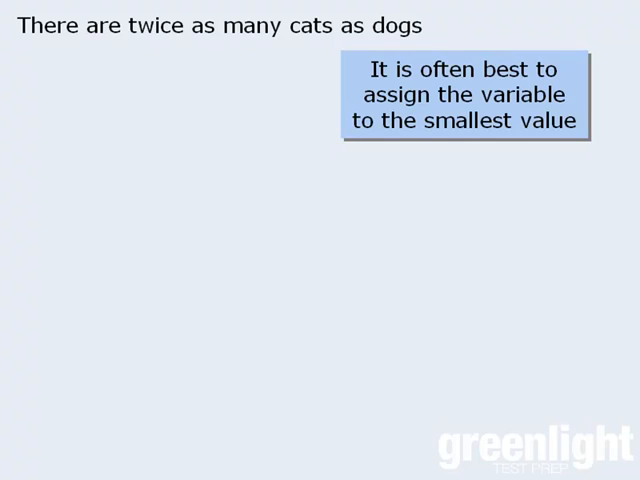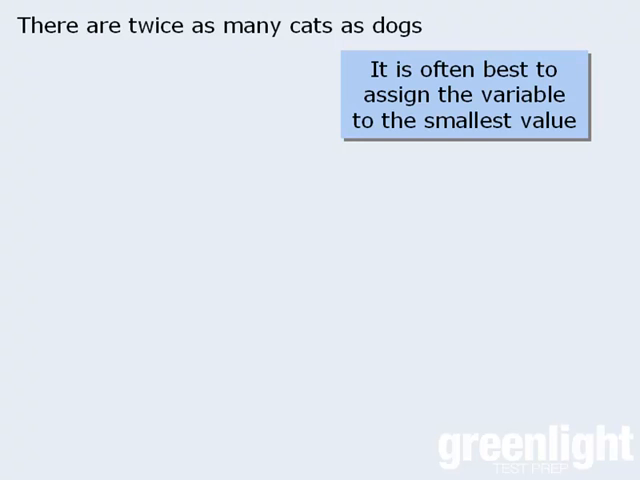Since there are fewer dogs here, let's let d represent the number of dogs. Now if d represents the number of dogs, then 2 times d will represent the number of cats. Once again, please note that we are not required to assign the variable to the smallest value.